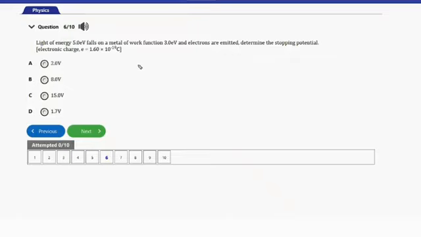So guys, here too, for us to determine the stopping potential here, we're just going to subtract the 3 electron volts here from the 5 electron volts here. So when we have 5 minus 3 electron volts, that's 2 electron volts, and that's option A here, guys. So let's go ahead and consider the next question.